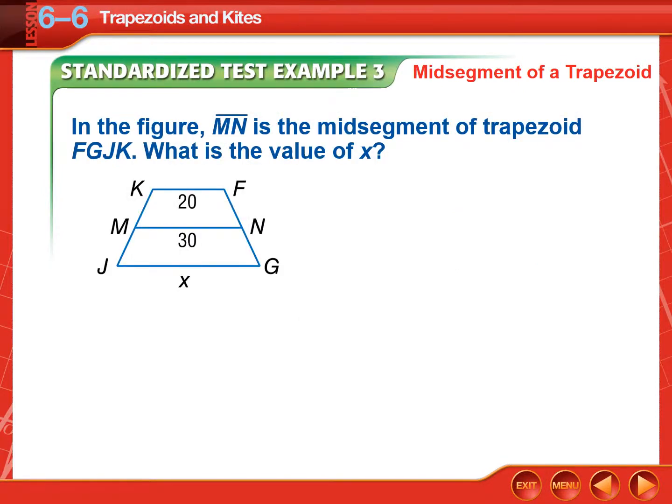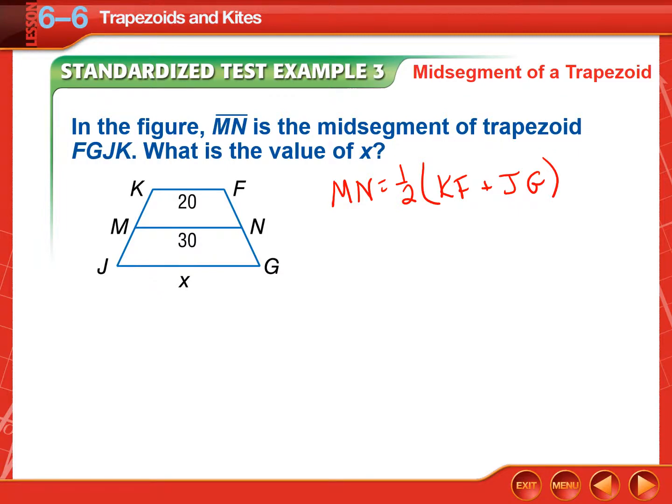So let's use this. It says that in the figure, MN is a mid-segment of trapezoid FGJK, and we're going to try to find the value of x, which is the value of one of the bases. So using the mid-segment theorem, we know that MN is going to equal 1/2 of KF, the first base, plus the bottom base.